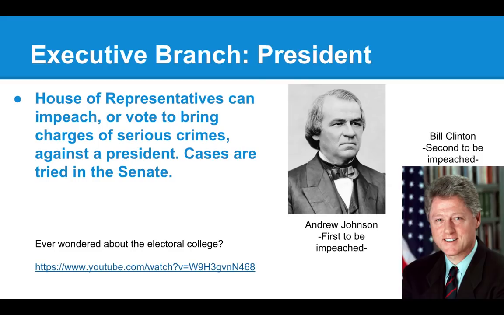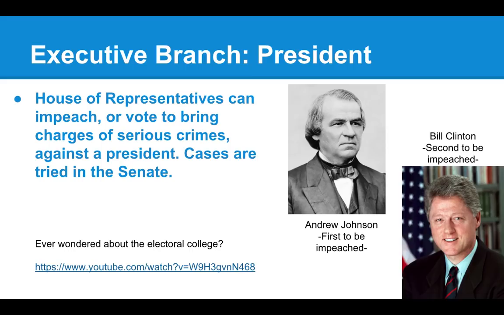And this is if you did a serious crime, not if you got a speeding ticket. This is like, did you embezzle money? Did you try to secretly spy on the other party while you were running for re-election? Because that happens, guys. That happens.